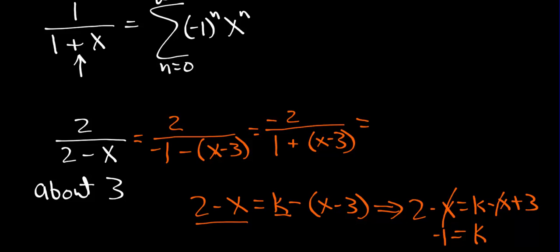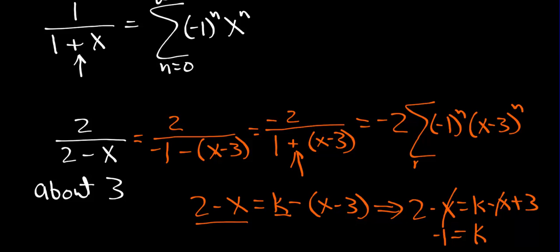Okay, now I'm ready for my power series. I've got negative 2, and because it's plus, I'm going to use the alternating series. There, and we found a power series. Now this is provided, of course, that the absolute value of x minus 3 is less than 1. So there's how we can find a power series representation for a function centered at something other than 0.